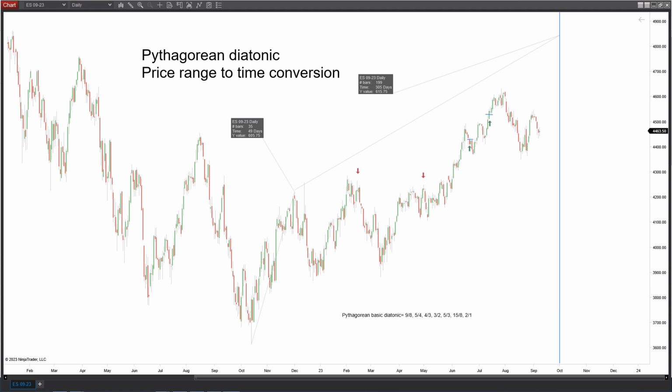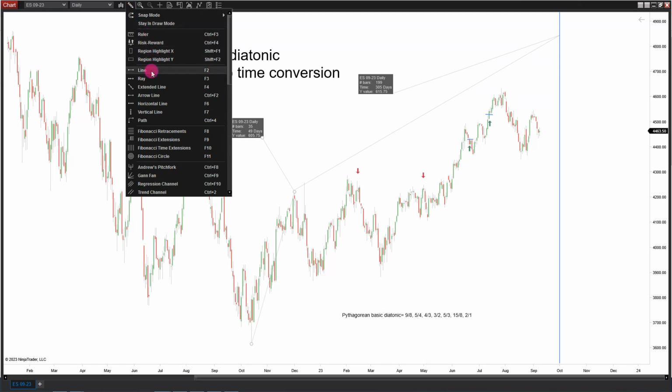In this video I'm going to do a simple Pythagorean diatonic price range to time conversion, and then I'll do an example of taking the low. We're going to start looking at this first swing that I have marked with the ruler tool in Ninja. I'll draw a trend line on the swing I'm going to work off of.